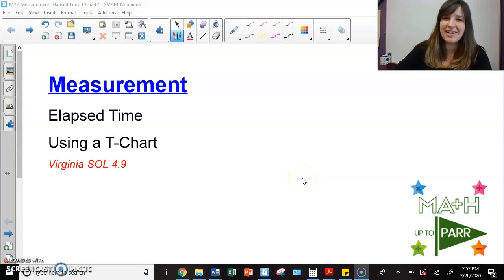Hi, this is Mrs. Parr, and on this episode of Math Up to Par, we're going to talk about elapsed time, and we're going to use a T-chart to find either the start time or the end time when we know the other piece of information and the elapsed time.